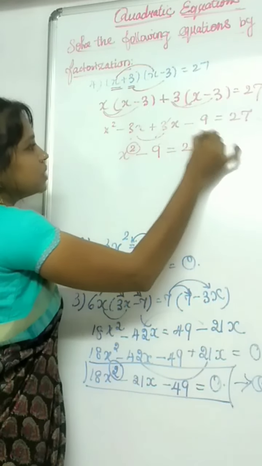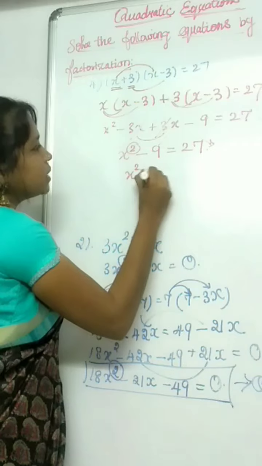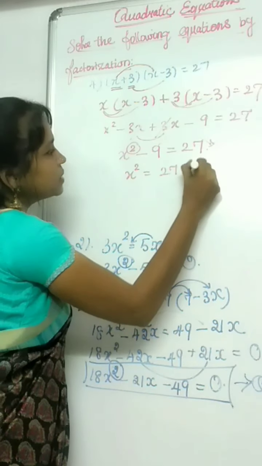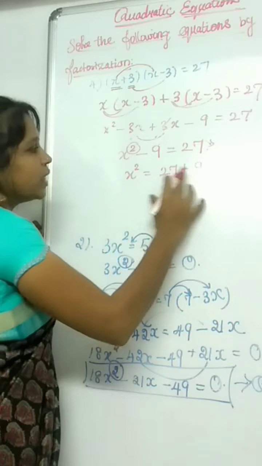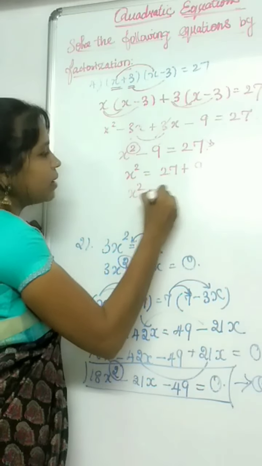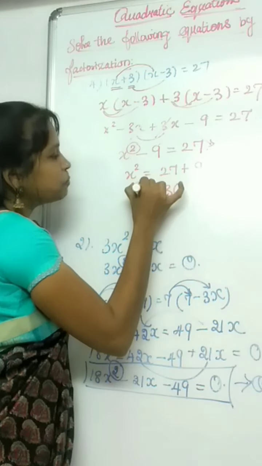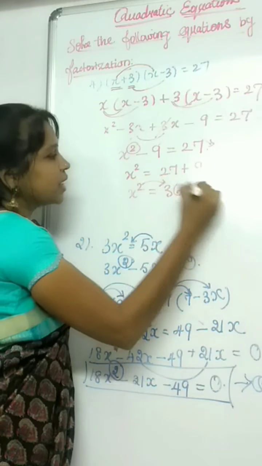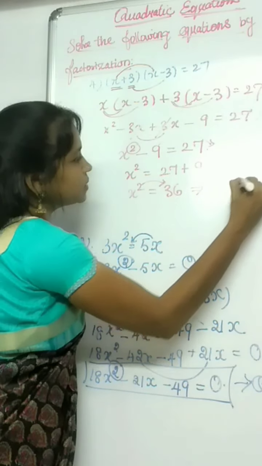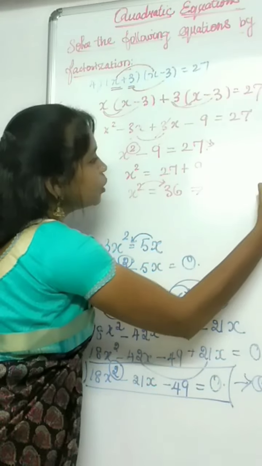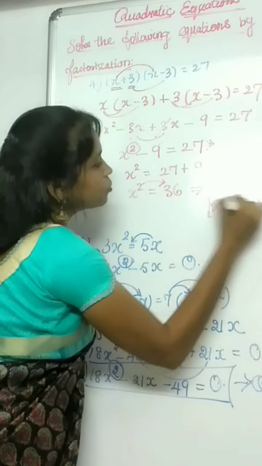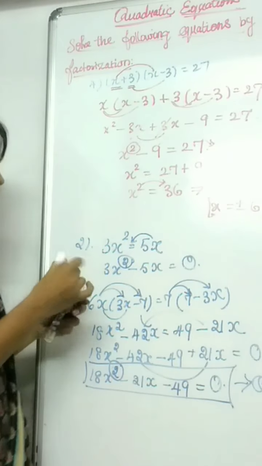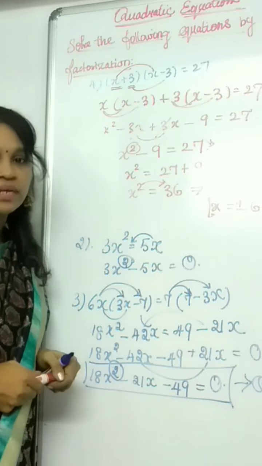We can take this 9 to the other side. x square is equal to 27 plus 9. Yes, 27 plus 9, what is the answer? 36. So x square is 36. And this power, if we bring it to the other side, will change into a square root. x is equal to plus or minus root 36. And root 36, the answer is 6. So we have arrived at the answer: x is 6 and another answer x is equal to minus 6.